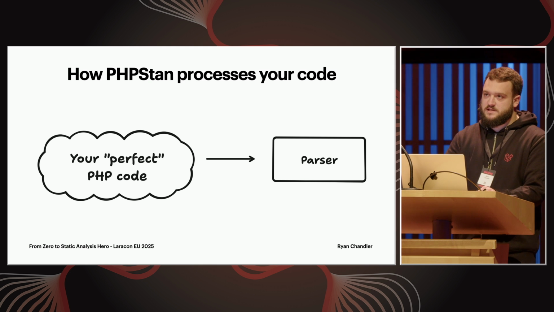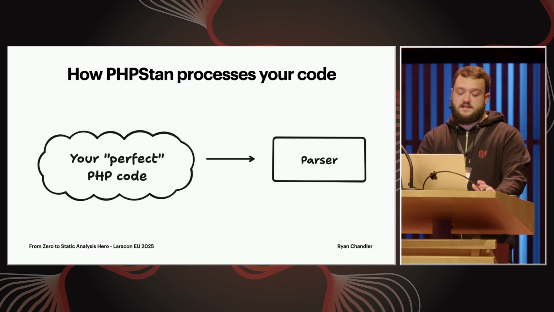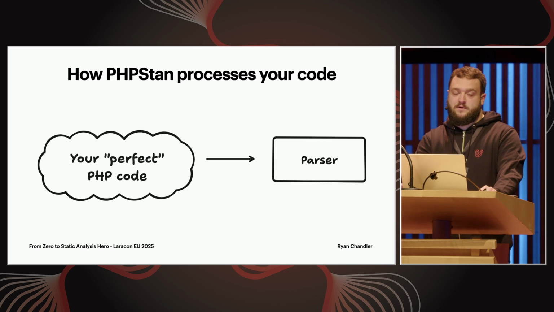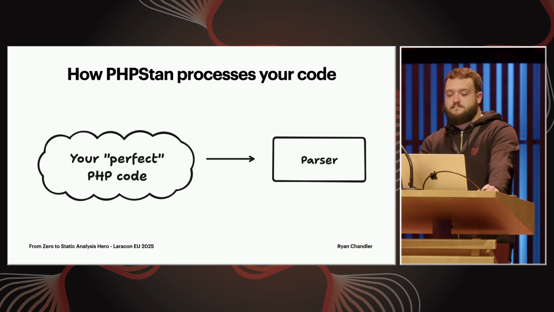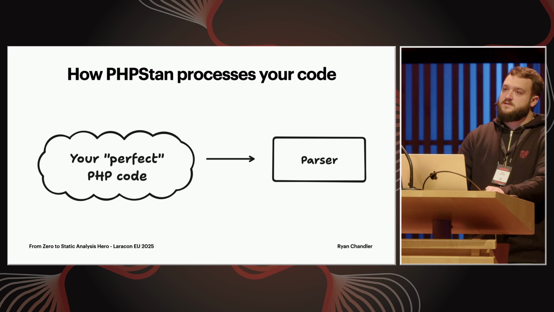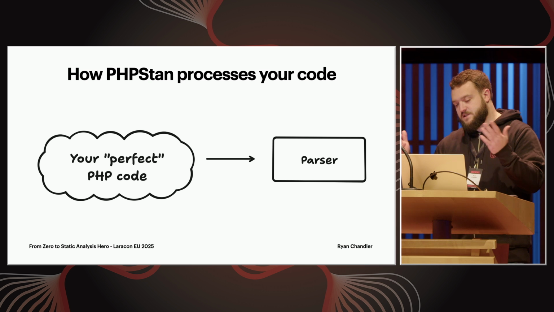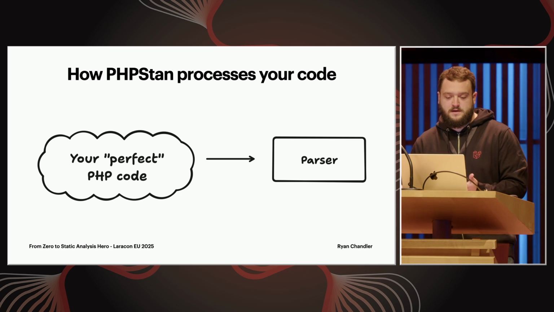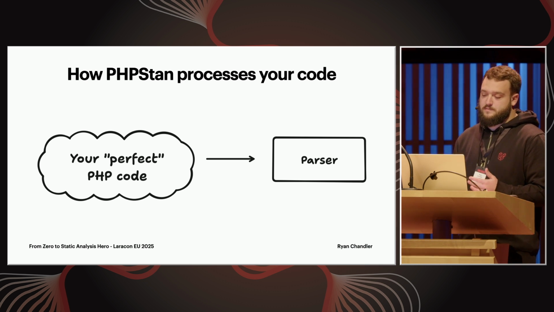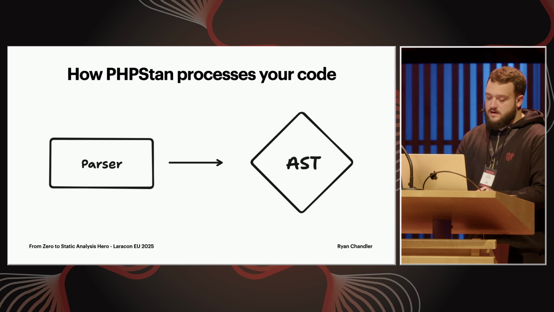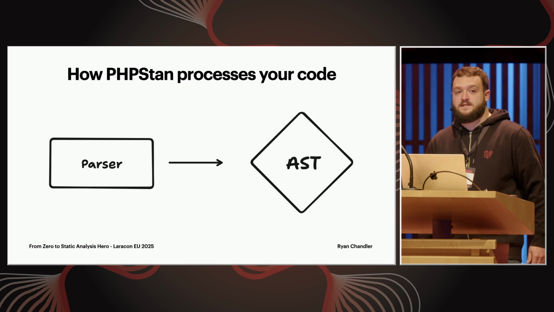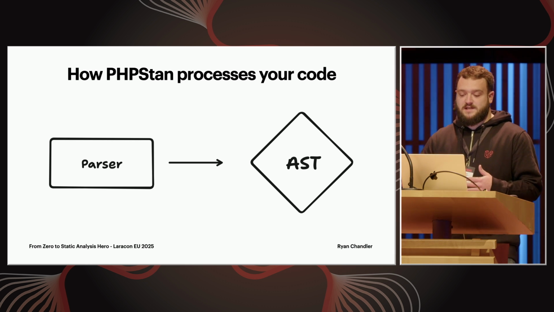So to customize things to our liking, we need to understand how PHPStan itself performs its analysis, or more specifically, how it processes your code. The first step in the process is taking your code, your PHP files, and sending it through a parser. The parser is responsible for taking a string of spaghetti characters that otherwise have no meaning and turning them into something meaningful. In this context, something meaningful is the AST, or abstract syntax tree. So this is a structured representation of your code.